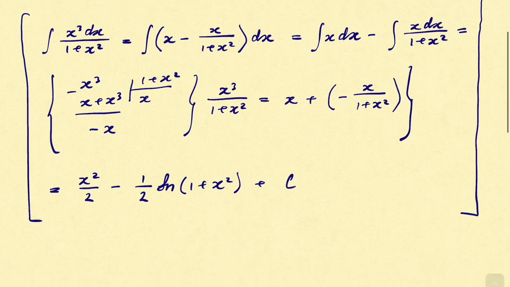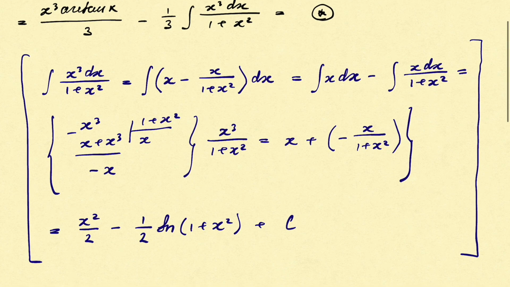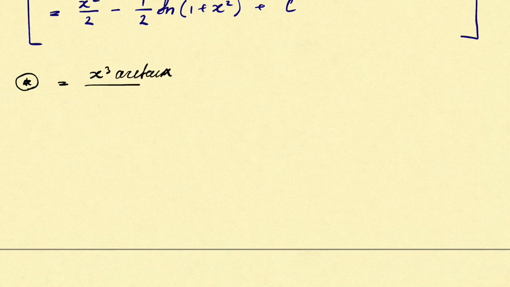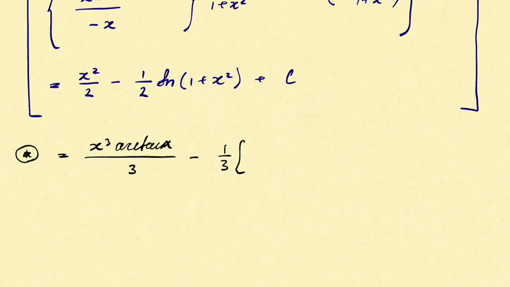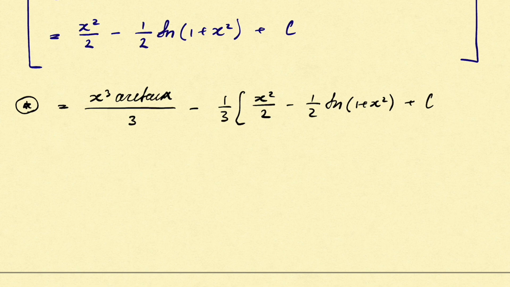We continue with our star. The star is equal to x cubed arctangent of x over 3 minus 1 over 3 times the integral that we found here. It's x squared over 2 minus 1 over 2 ln 1 plus x squared and plus some constant c.